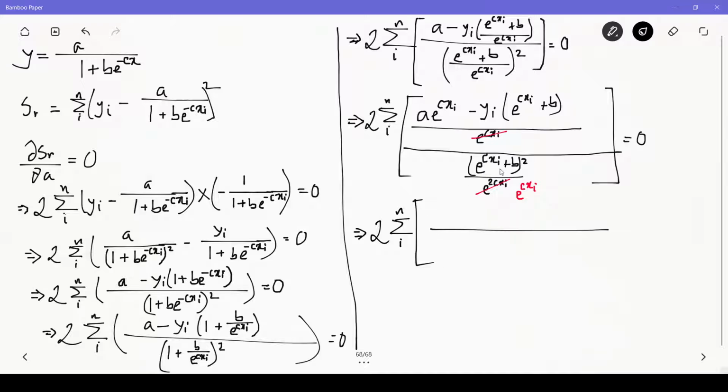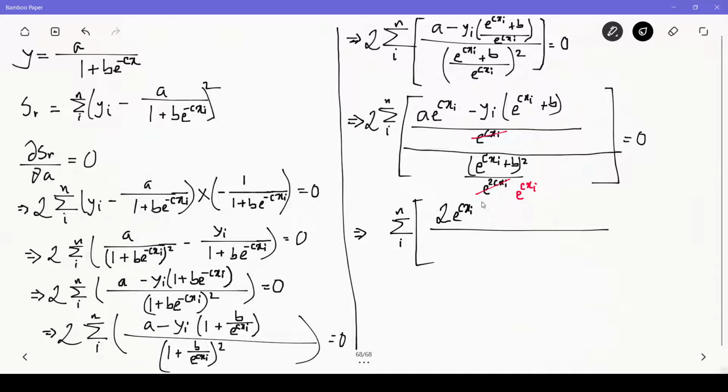Let's take it to the top. So what we can do is take the 2 inside also, because it's a linear operation. So we get 2 times e to the power cxi. This e to the power cxi is the e to the power cxi we see at the denominator here, right? We are just flipping it and taking it to the top.